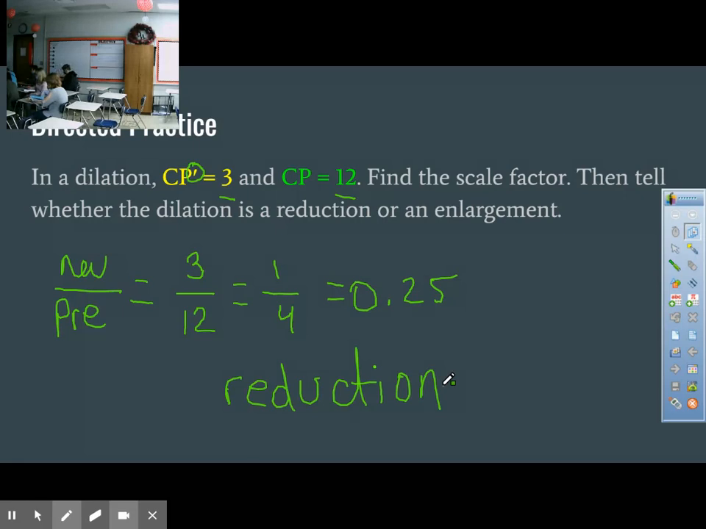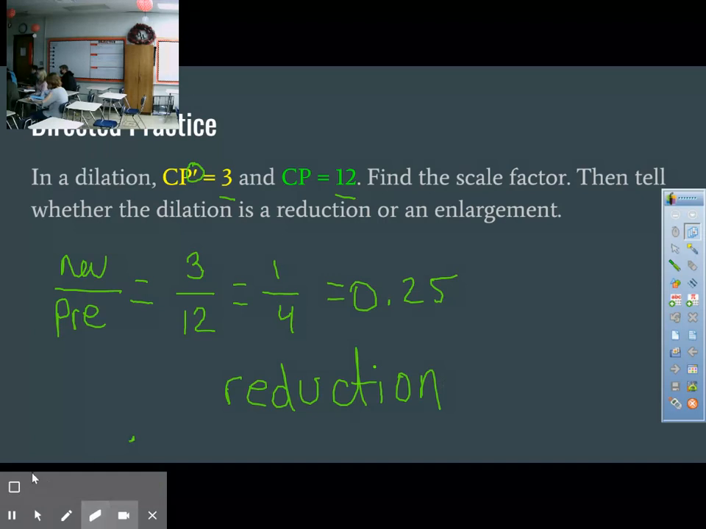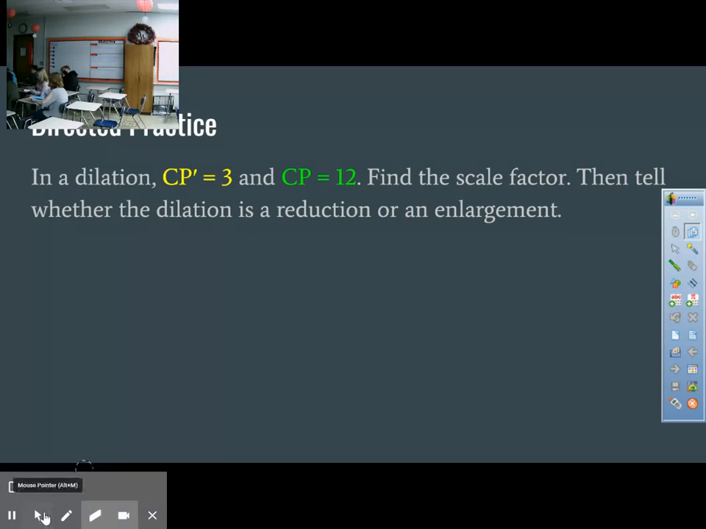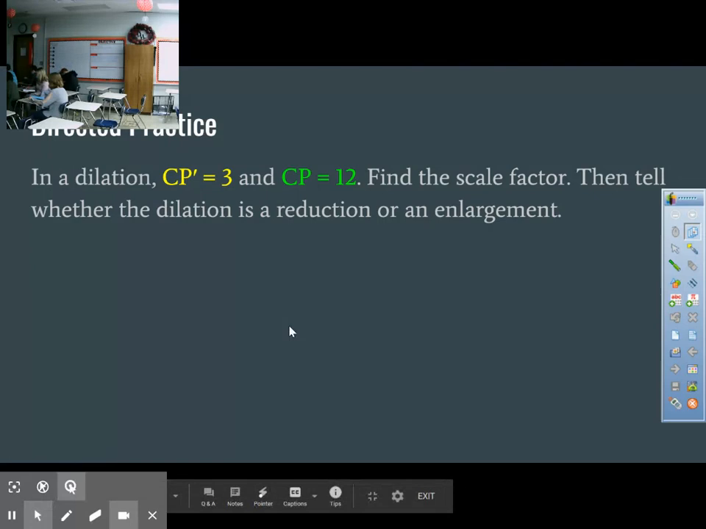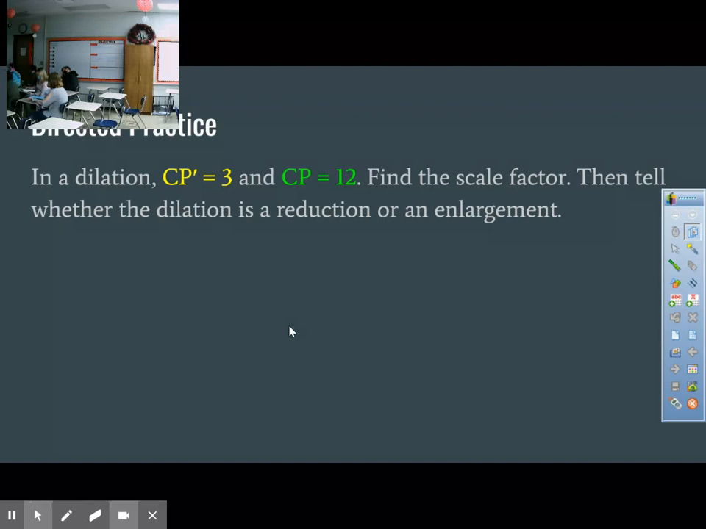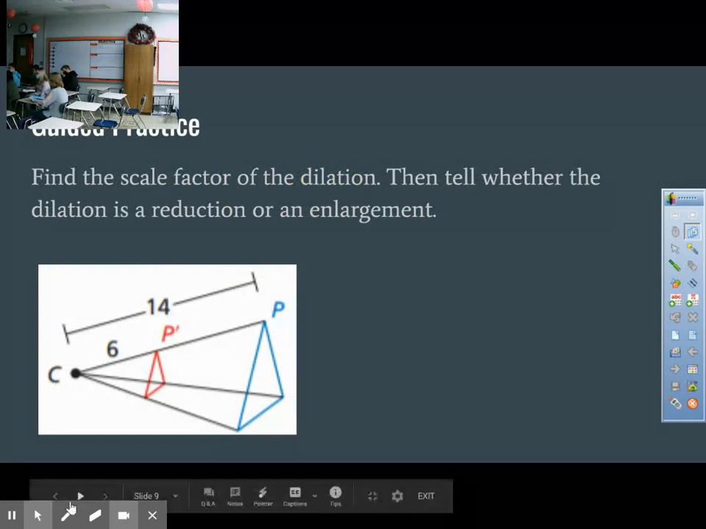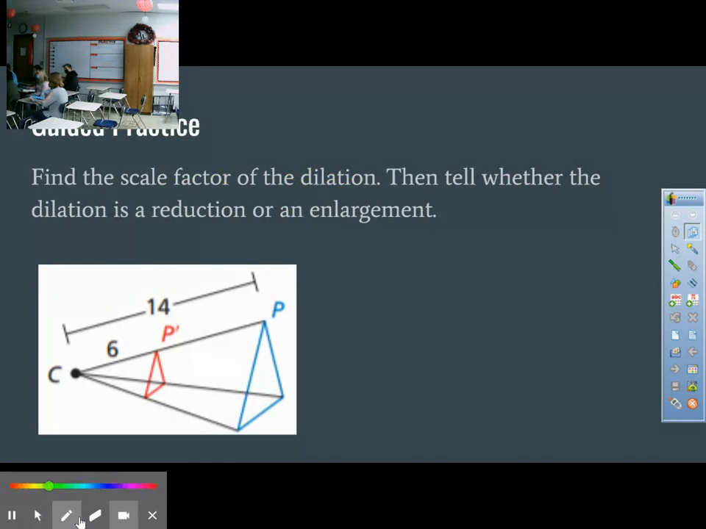All right, so the next one's going to be guided practice. This is one you're going to do with your partner. First thing you'll need to do before you get in your groups is copy down the numbers. After you copy the numbers down, turn your desks to face each other. Natalie, you'll be working with Sydney and Abby. All right, here's yours. So it says find the scale factor of the dilation and tell whether it's a reduction or enlargement, and the numbers are 14 and 6. All right, so go ahead, turn your desks to face each other.